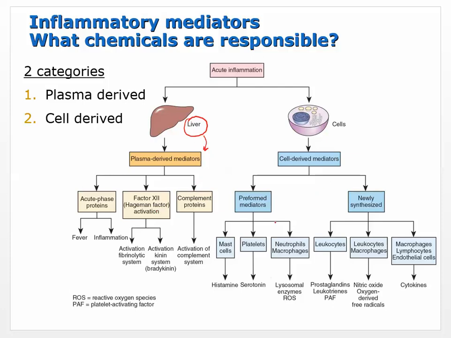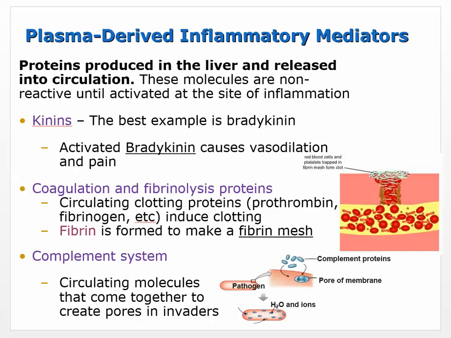Now, there are certain cells, so mast cells, platelets, neutrophils, leukocytes, all of these things that we've already mentioned, macrophages, lymphocytes, all of these can also produce their own chemicals. We call those cell-derived because they weren't floating around in the plasma to begin with. They were made by the cells. Specifically, we're going to talk about prostaglandins, but there are others: nitric oxide, lysosomal enzymes, reactive oxygen species, which can damage things, histamine, and serotonin, which are involved in vasodilation and vasoconstriction.